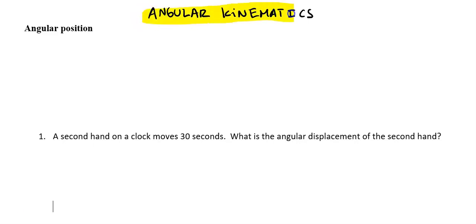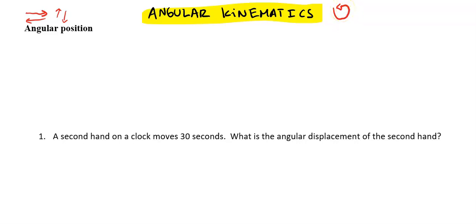To go ahead and start off the unit on angular motion. So today we're going to talk about angular kinematics. Again, all year we've been talking about linear motion, so things that go back and forth and side to side and up and down. But now we're going to talk about things that are angular, that rotate around.